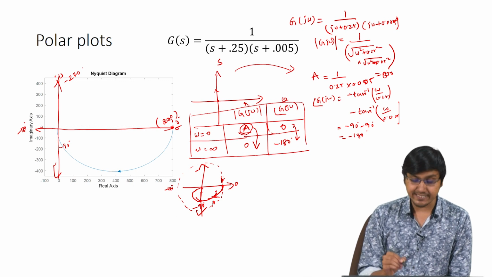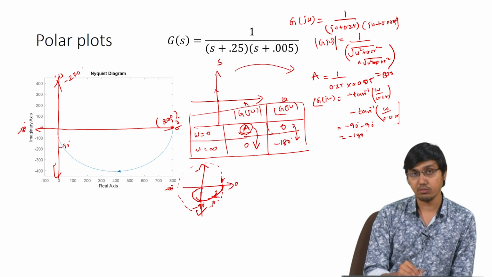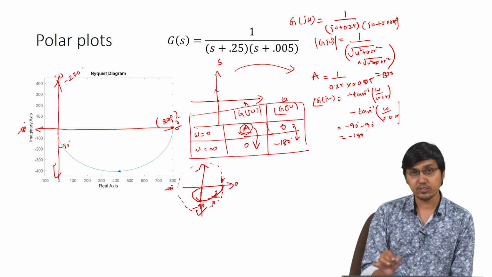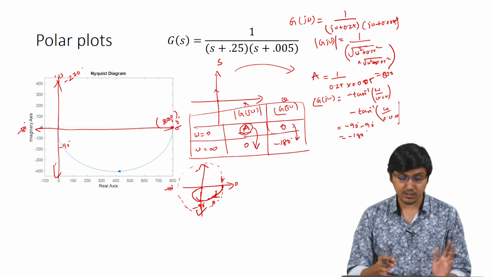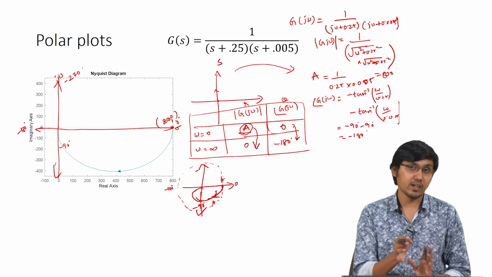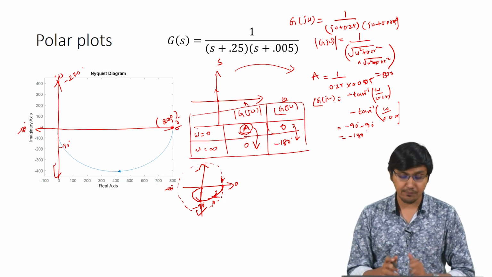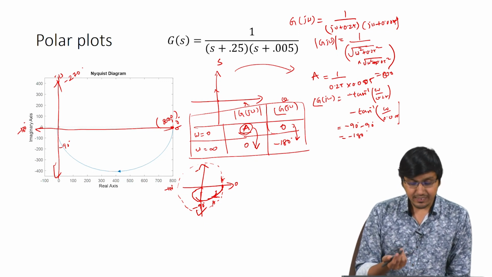When you mark this arrow to say that omega is increasing, or changing from 0 to infinity in this way, this is what you mark here. So this is what is called a polar plot. Why is it called a polar plot? Because it is drawn using the polar representation, the magnitude as well as the angle. So this is an easy way of drawing.